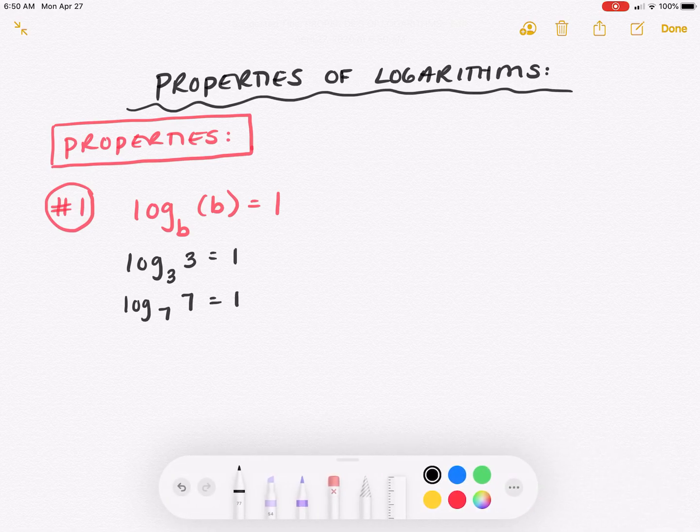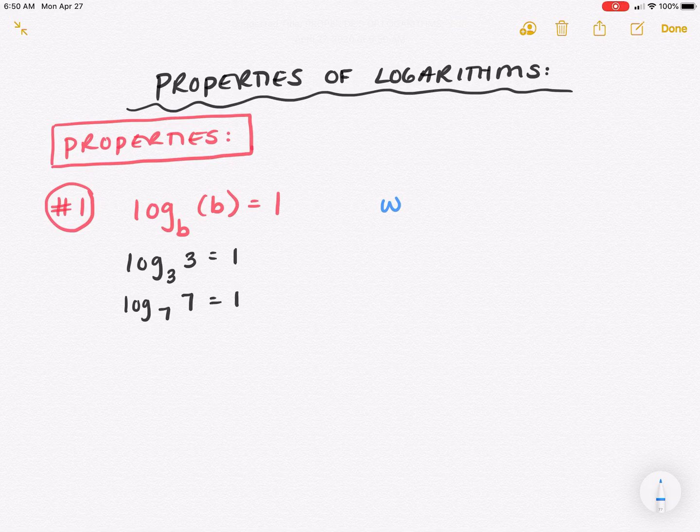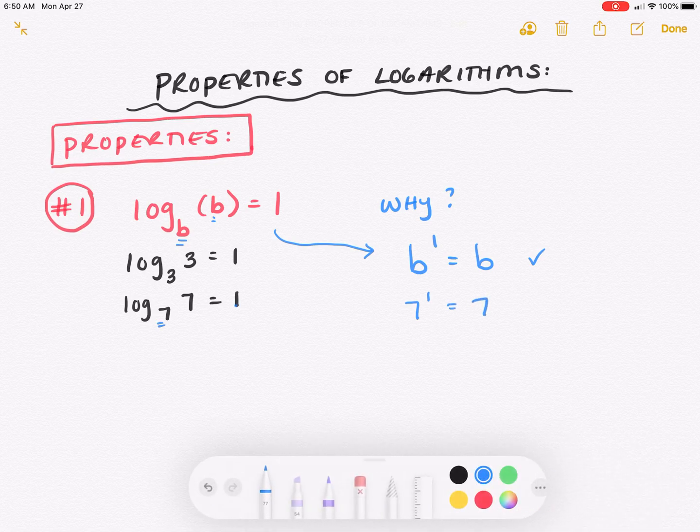of 1. What we're going to do for each of our properties is run through a quick why, or some kind of justification that the property works. So if I change this into exponent form, this means base b to the first power is equal to this number b. And I think when we do that, it's pretty clear to see why this property works. It's the same thing over here. If I take 7 to the first power, it's going to equal 7. Okay, so simple little property, easy to use.